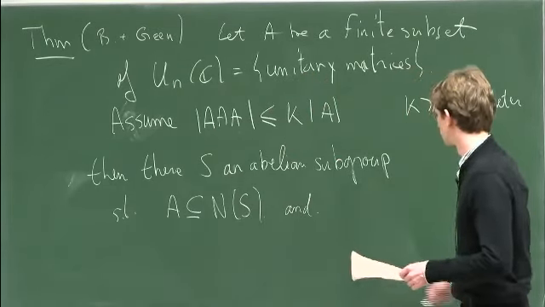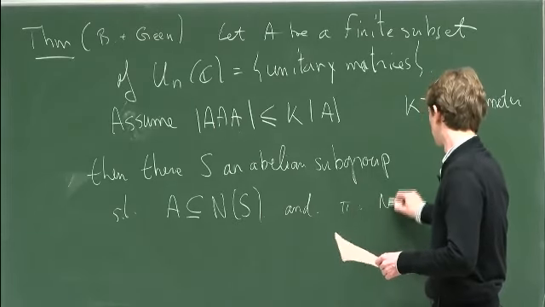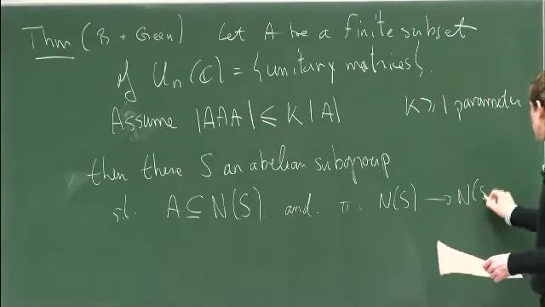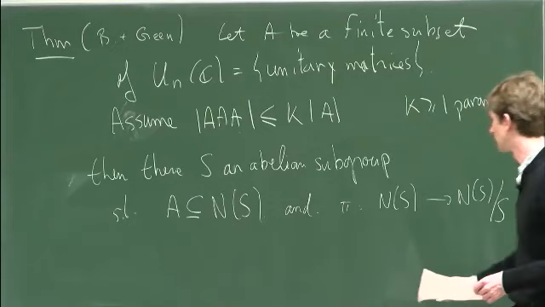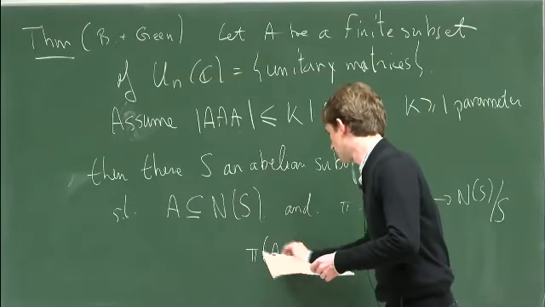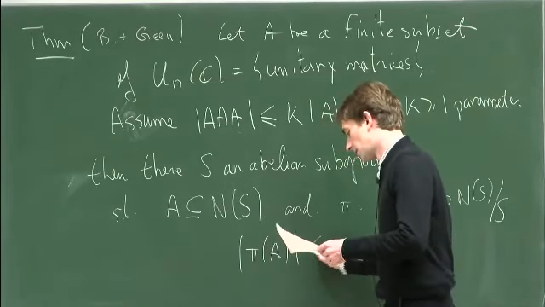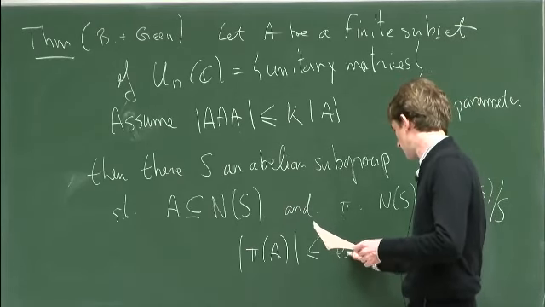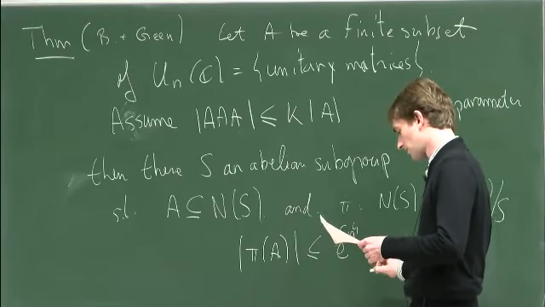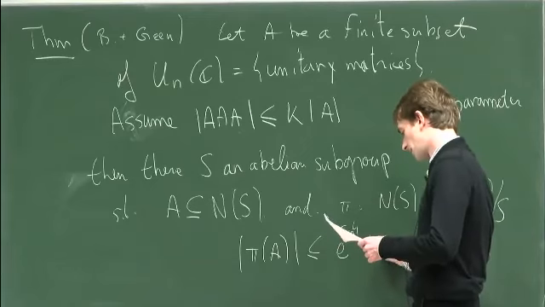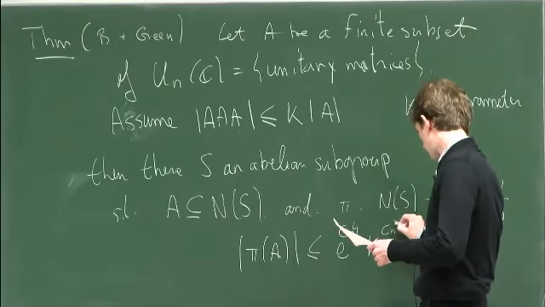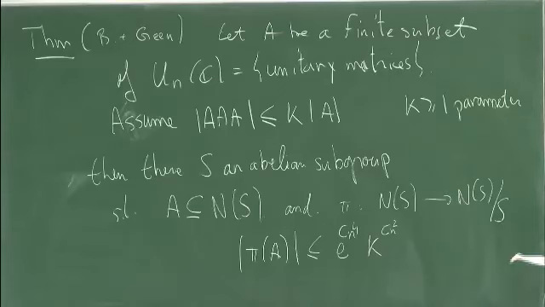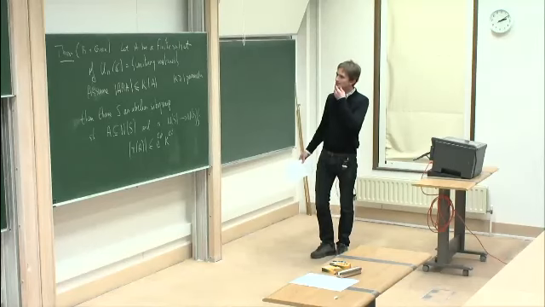the projection, so if you look at the projection from the normalizer of S modulo this, then pi of A is less than, so we have an explicit bound here, e to the c n to the 4, k to the power c n to the squared. C is an absolute constant that we can determine explicitly.